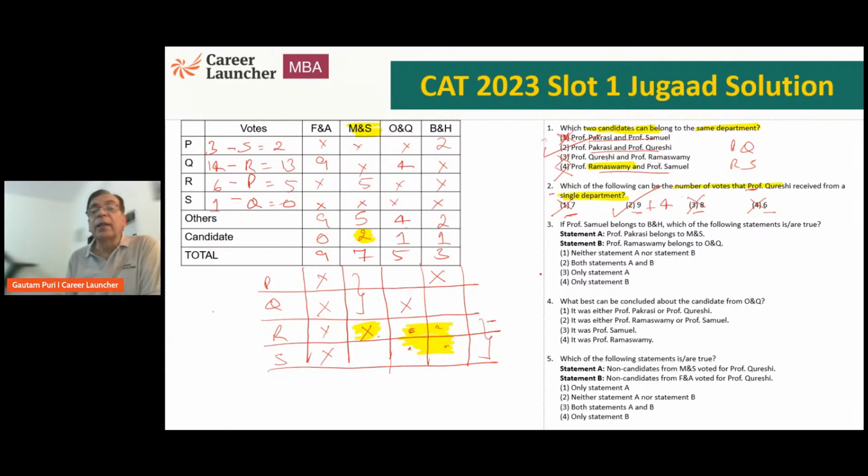Now let's look at the remaining questions. Question number 3. If Professor Samuel belongs to B and H. So if Samuel is here.